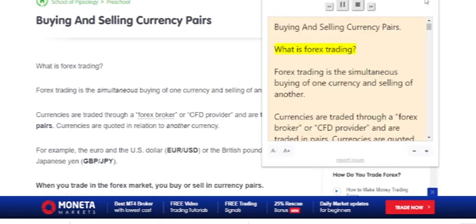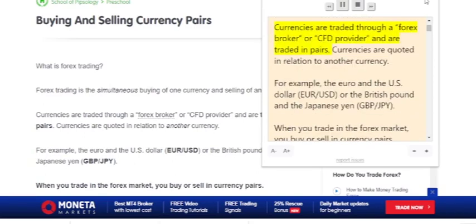What is Forex trading? Forex trading is the simultaneous buying of one currency and selling of another. Currencies are traded through a Forex broker or CFD provider and are traded in pairs. Currencies are quoted in relation to another currency.